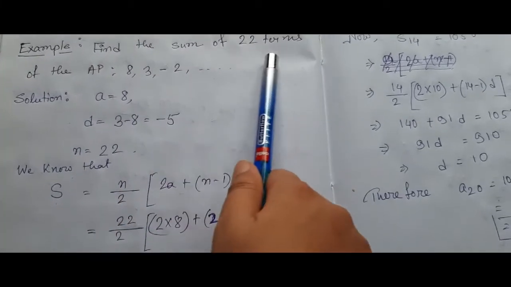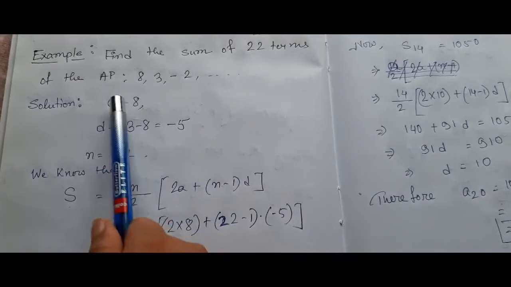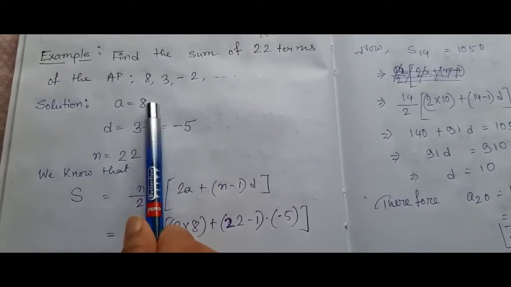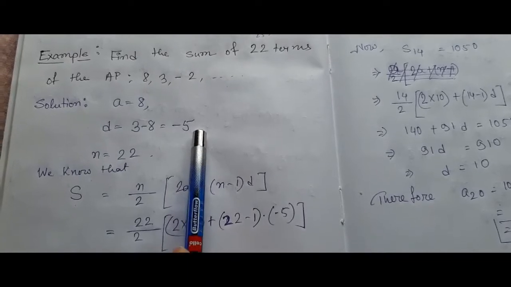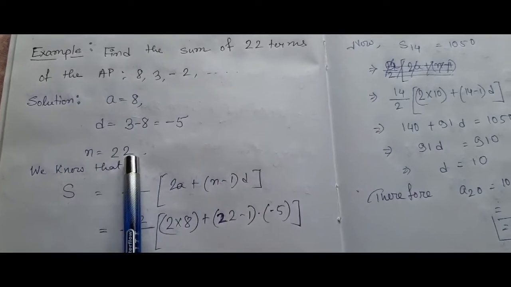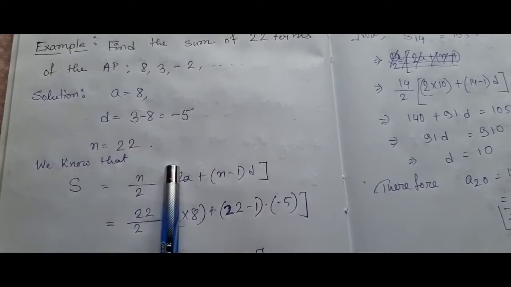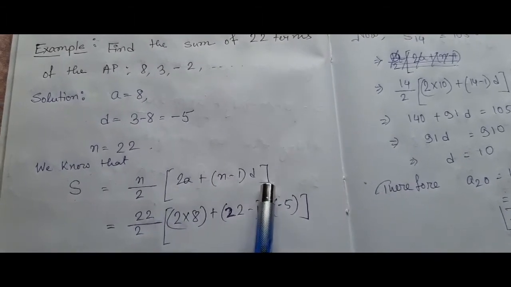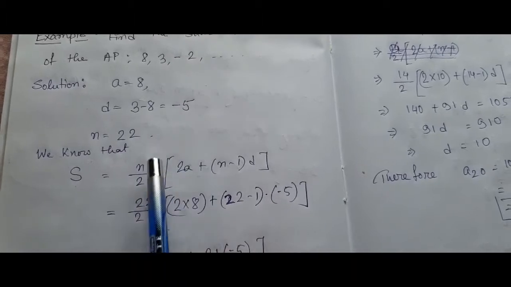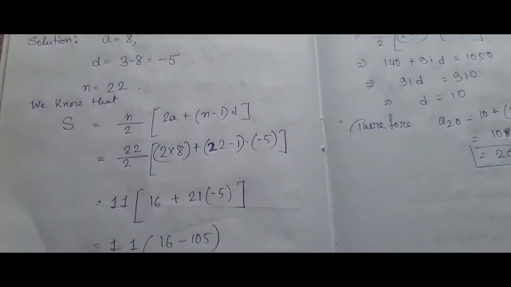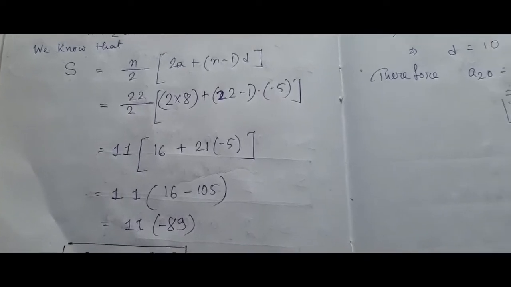Here, find the sum of 22 terms of the AP 8, 3, minus 2 and so on. As you can see, the AP is already given. So first term a is 8, common difference d is minus 5, n equals 22, because you have to find the sum of 22 terms. So the formula is n by 2 into 2a plus n minus 1 into d. Just put the values of a, d and n, and you will get the answer. It is minus 979.